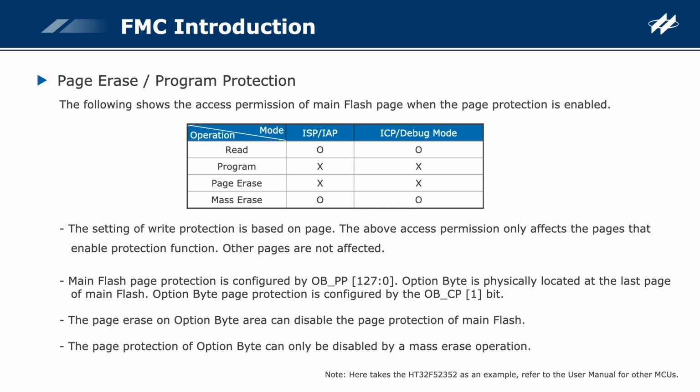The page erase on option byte area can disable the page protection of main flash. The page protection of option byte can only be disabled by a mass erase operation.